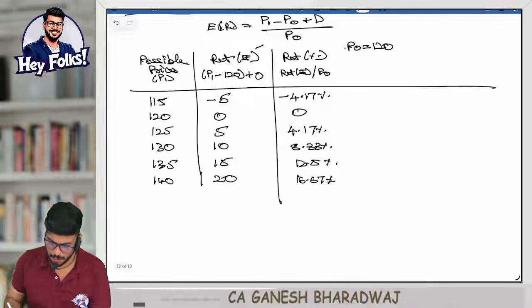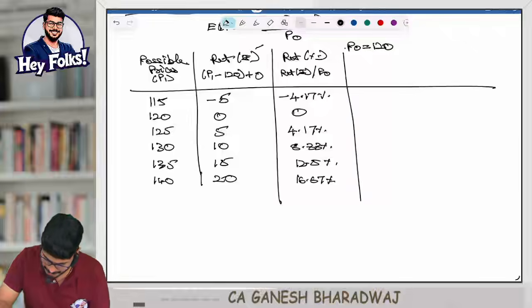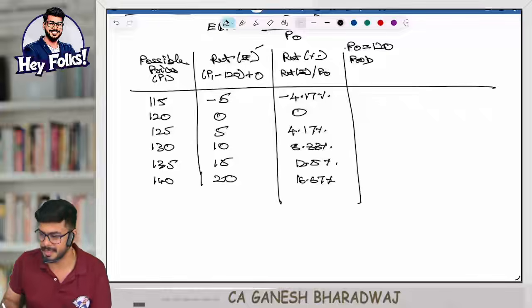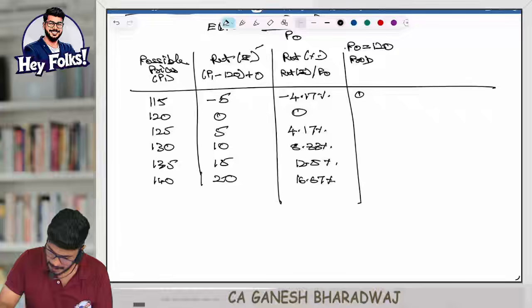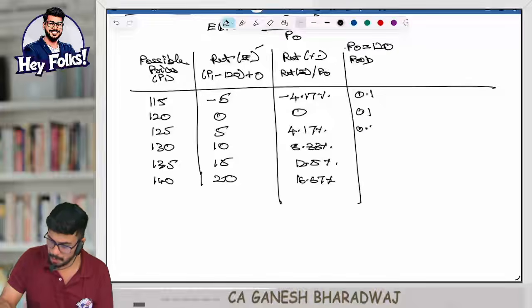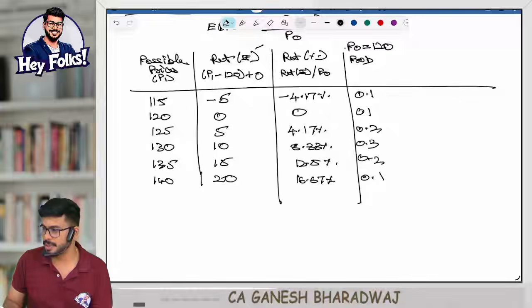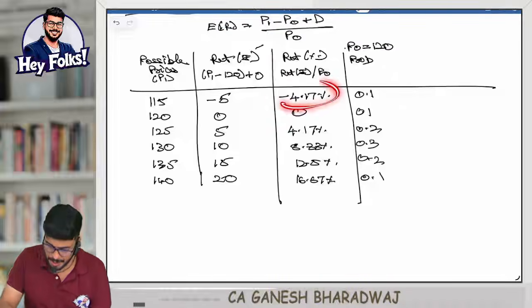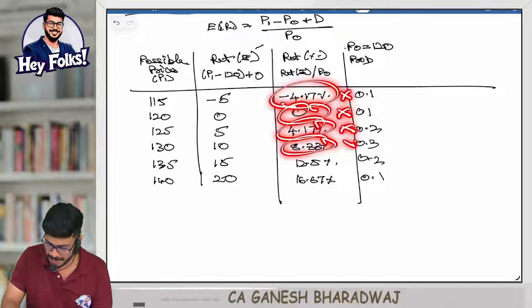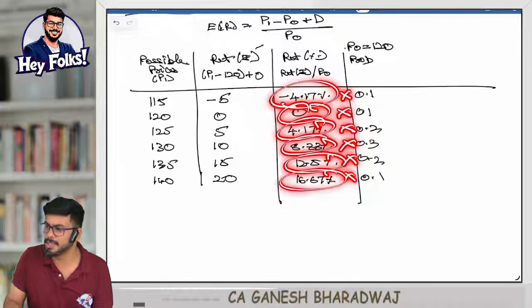Can we continue doing it here? Yes, you can put this here. Write down probability. What is the probability for each of these returns getting fulfilled? Each of these returns, what are the different probabilities given in the question? 0.1, 0.1, 0.2, 0.3, 0.2, and 0.1. Obviously, if you total, it has to be equal to 1. So now, can I say the expected return will be this into 0.1 plus this into 0.1 plus this into 0.2 plus this into 0.3 plus this into 0.2 plus this into 0.1? Am I right, guys?